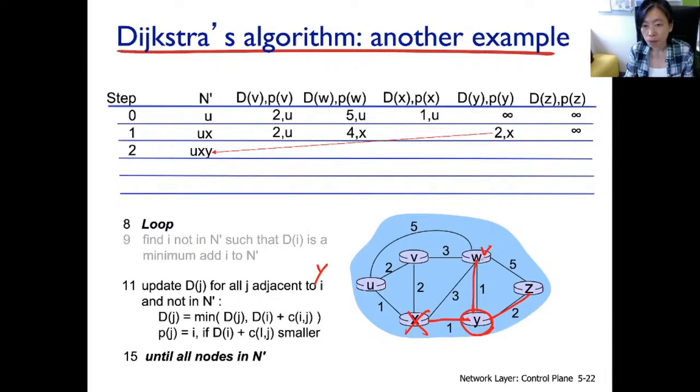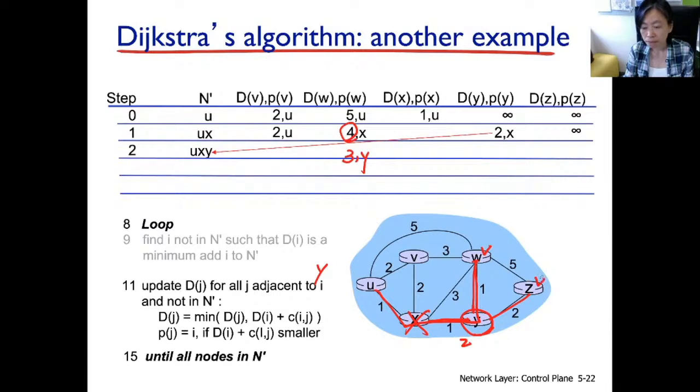So let's see, what was the Dw currently? 4. Yeah, what is the new path we are exploiting here? It's this one here, isn't it? So 2 plus 1 being 3. Is 3 smaller than 4? Yes, 3. And now the predecessor to go to destination W is y. Nice. Yet another shorter path to W.